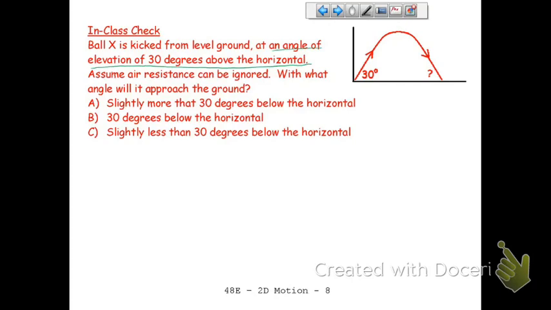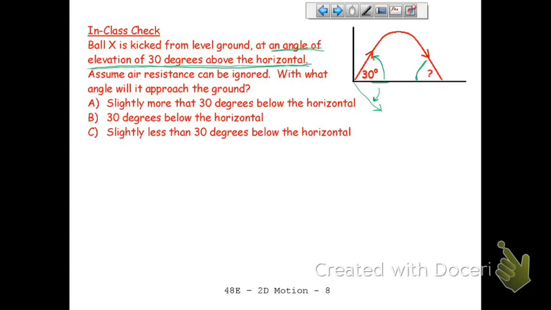And so when you see something like that, an angle of elevation of 30 degrees above the horizontal, it means it's an angle of elevation and it's 30 degrees above the horizontal. This will be below the horizontal. So there's some methodology to it. So with what angle would it approach the ground?